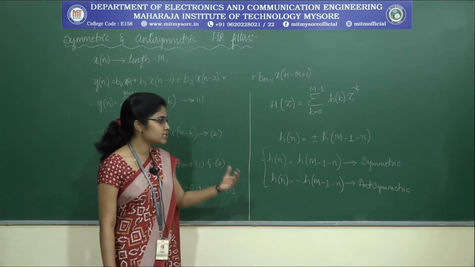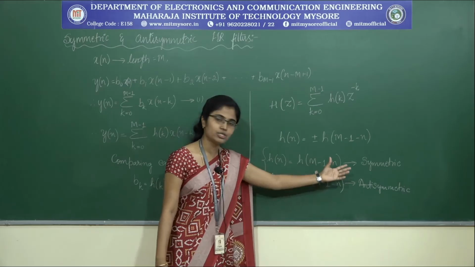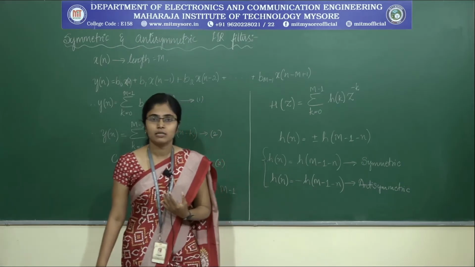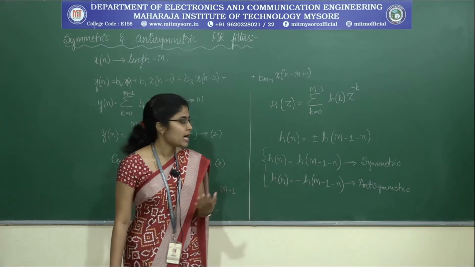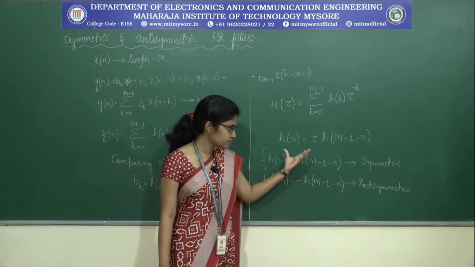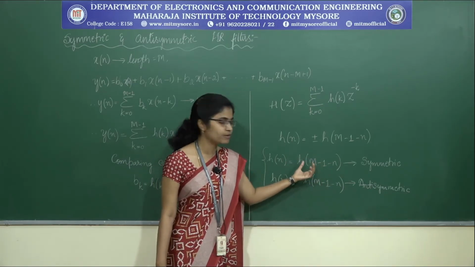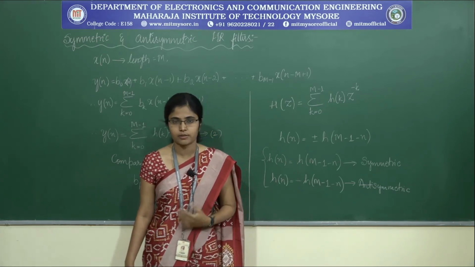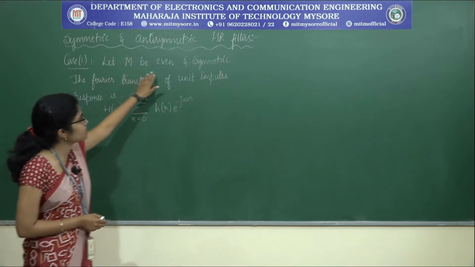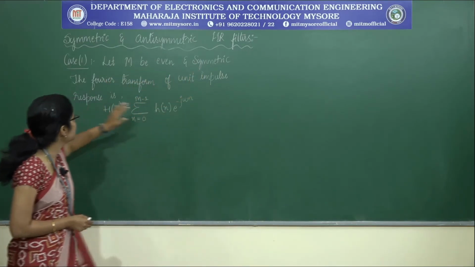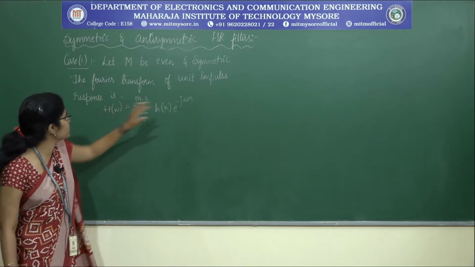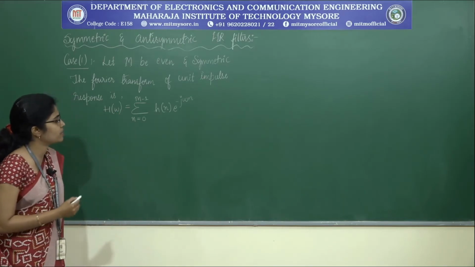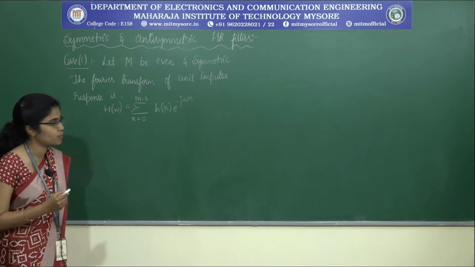Now let us consider the first condition as symmetry, and let us take m as even and see what frequency response we are going to get. So I have taken the first case where m is even and h of n is symmetric. Let us consider the Fourier transform of the unit impulse response, H of omega, which is equal to summation n ranges from 0 to m minus 1 h of n into e power minus j omega n.